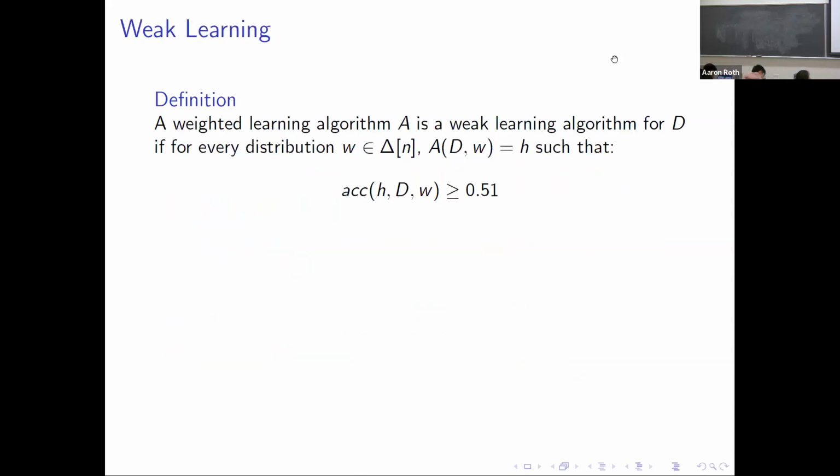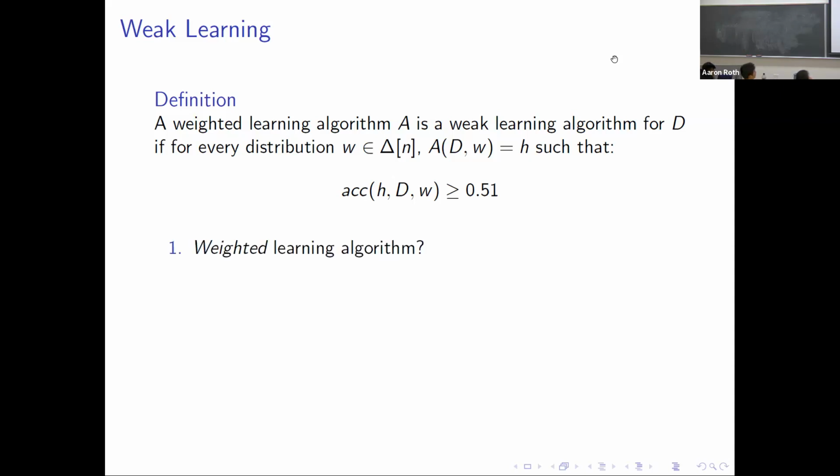Okay, so let's formalize this a little bit. Suppose we've got one of these weighted learning algorithms. It takes as input a data set and a weight vector. We say that this algorithm is a weak learning algorithm for the data set if for every weight vector I give it, it can always find a hypothesis such that the weighted accuracy on this data set is a little bit better than random guessing, at least 51%. It might sometimes do better than that. The promise is just that in the worst case, it's always a little bit better than random guessing.